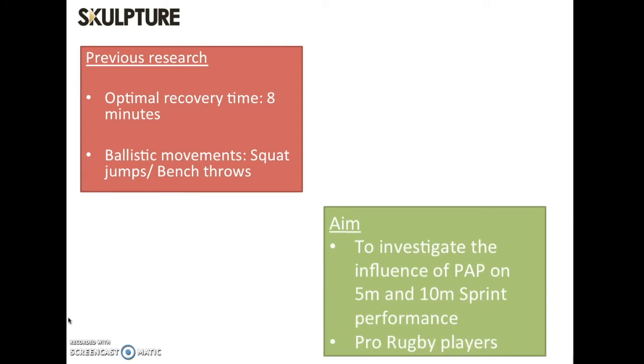And this is during ballistic movements such as squat jumps and bench throws, where the load is lighter. The aim of this study, therefore, was to investigate the influence of post-activation potentiation on 5 meter and 10 meter sprint performance in pro rugby players. Although we have seen an increase in peak power output in ballistic movements due to post-activation potentiation, those ballistic movements being things like squat jumps or bench throws or any other ballistic version of a resistance training exercise, prior to this paper it had yet to be identified whether or not post-activation potentiation could actually be used to improve performance in something a little bit more functional, such as sprinting, something that means something in the context of performance.